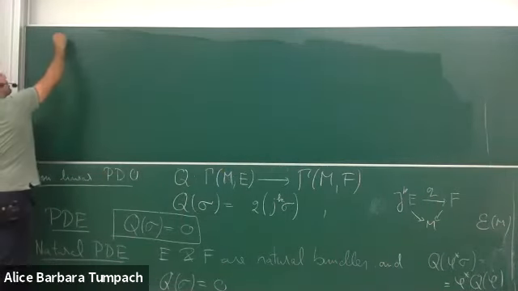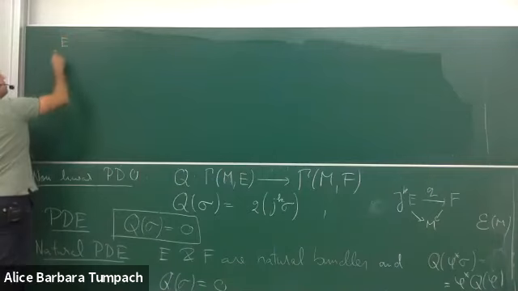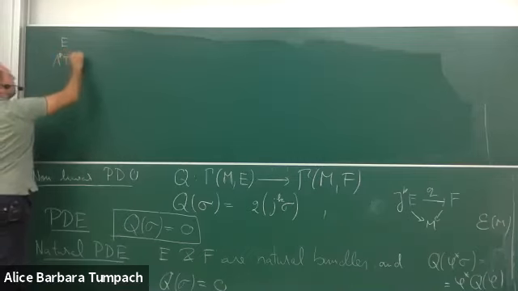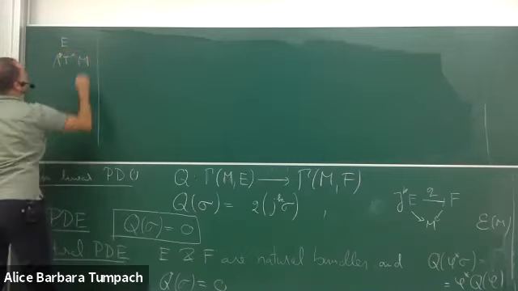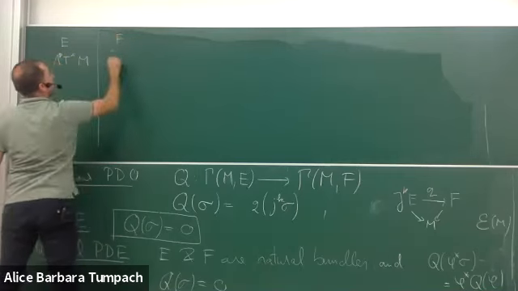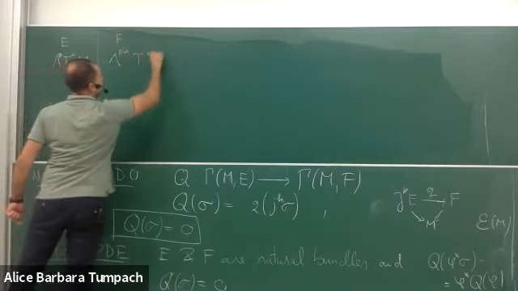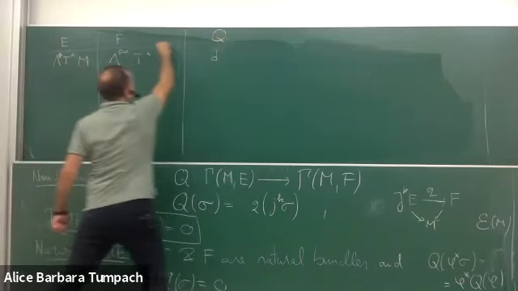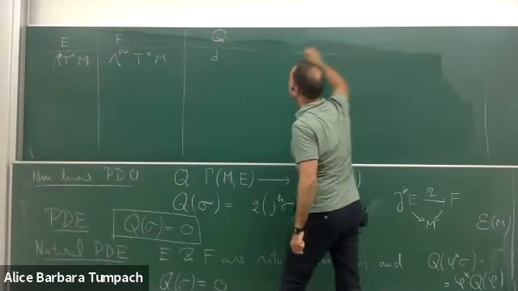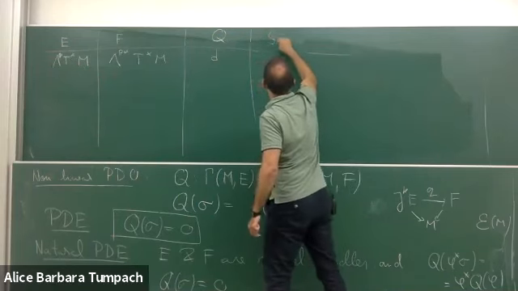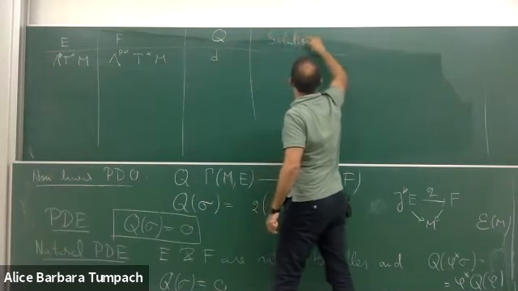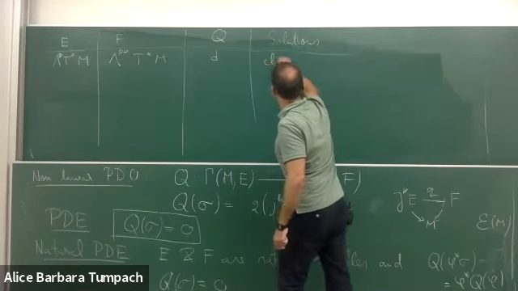So if we take, let's say, E to be wedge P of T star M, F to be wedge P plus 1 of T star M, and then Q to be simply the round differential, then the solutions are simply closed P forms.